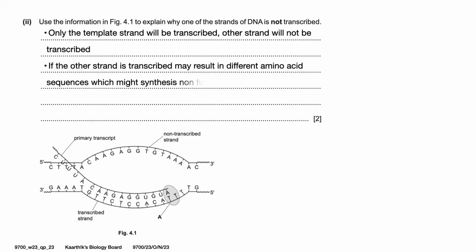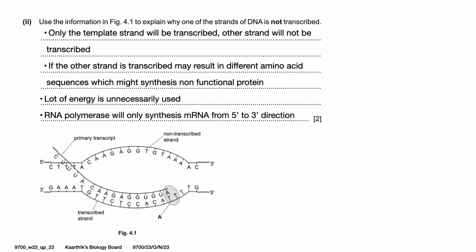If the other strand is transcribed, it may result in a different amino acid sequence which might synthesize a non-functional protein, or a lot of energy is being unnecessarily used. So just to avoid this, only one template strand will code for the amino acid sequence, or the polypeptide that needs to be synthesized. RNA polymerase will only synthesize mRNA in the 5 prime to 3 prime direction.